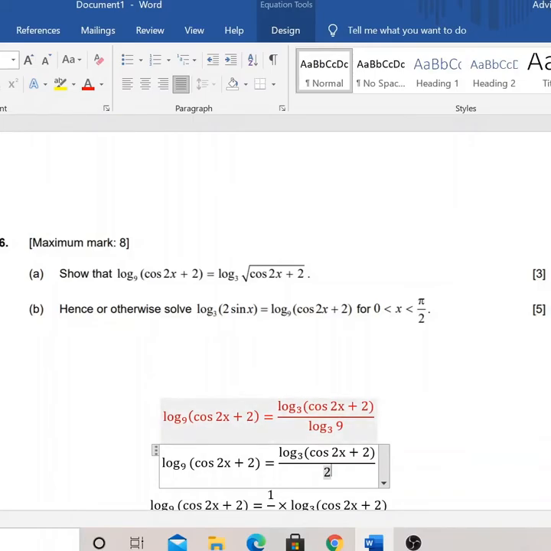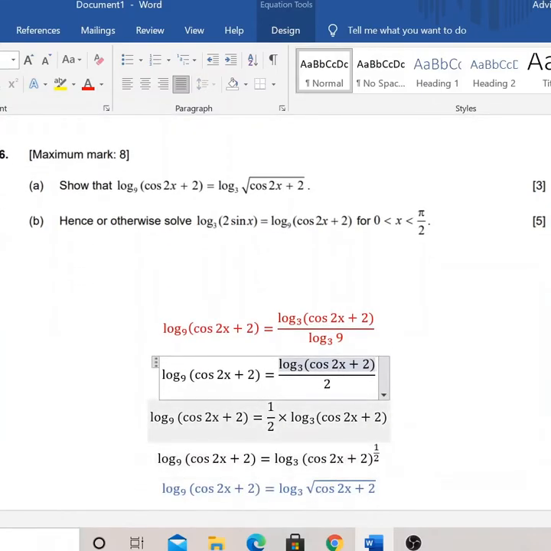So we know that log base 3 of 9 is just 2 because 3 squared is 9. So this is written as log base 3 of cos 2x plus 2, divided by 2, which is just 1 by 2 times log base 3 of cos 2x plus 2.